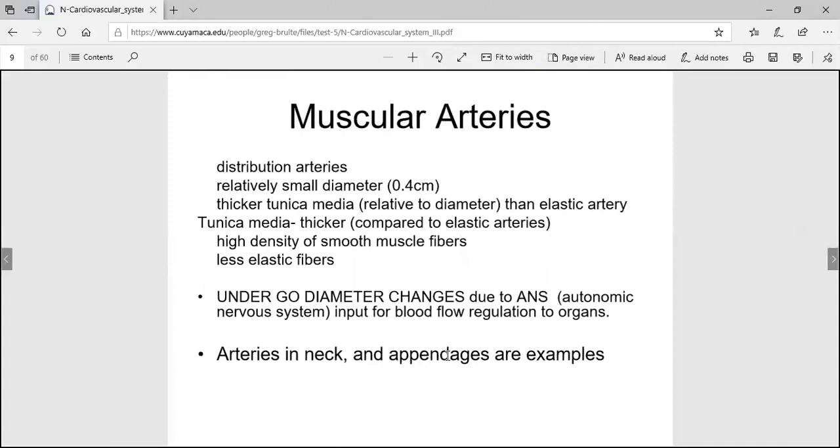Where you get on down further, say the radial artery or the ulnar artery or the tibial, they call those muscular arteries. So they have a relatively small diameter, but they have a thicker tunica media. That's got a lot of smooth muscle fibers, and this can undergo diameter changes due to the autonomic nervous system. So your autonomic nervous system has a lot of control over these muscular arteries as far as whether they're going to be dilated or constricted.